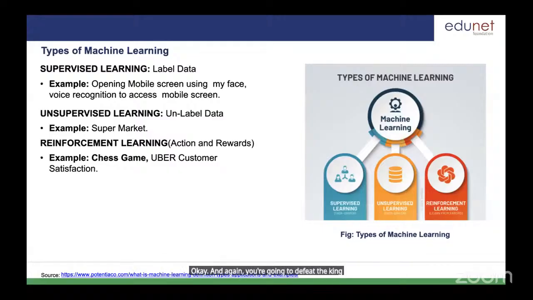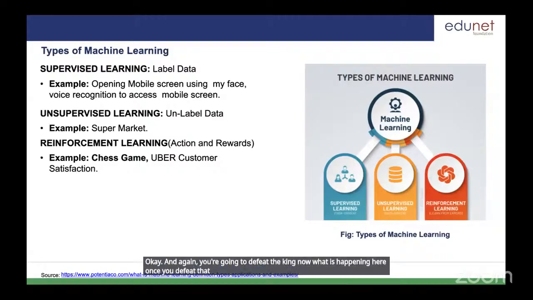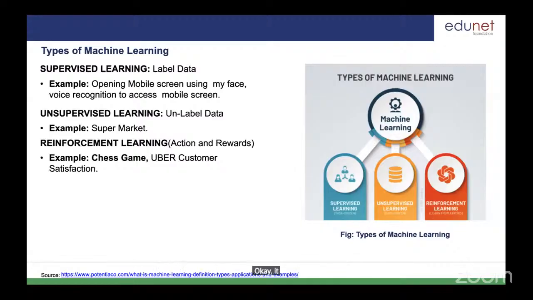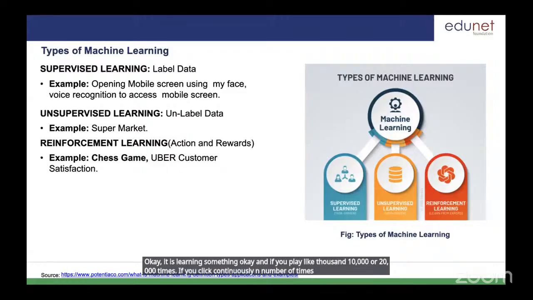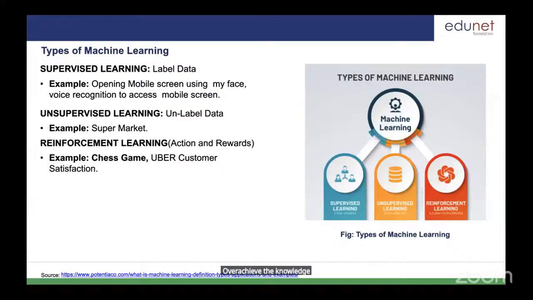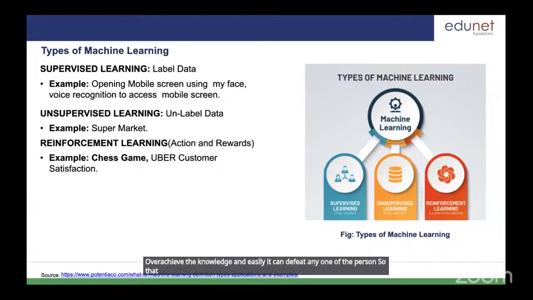Now what is happening here? Once you defeat that machine, the machine is understanding your pattern. It is observing your moves. If you implement the same strategy in the next game, your machine will try to defend that. It is learning something. And if you play 1,000, 10,000 or 20,000 times, continuously n number of times, your machine will become much stronger, so that even the chess champion cannot defeat the machine. Why? Because the machine has understood a lot of strategies, and it has overachieved the knowledge, and it can easily defeat any person. So that is how machine learning also works.